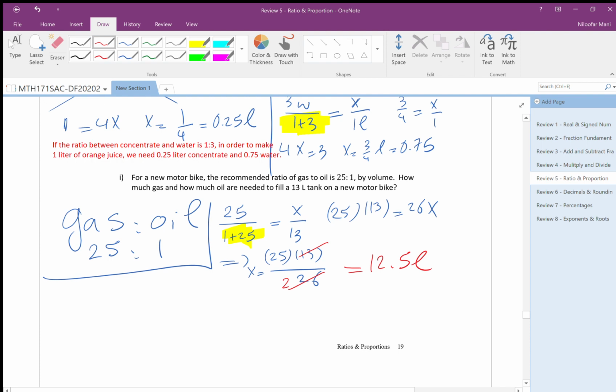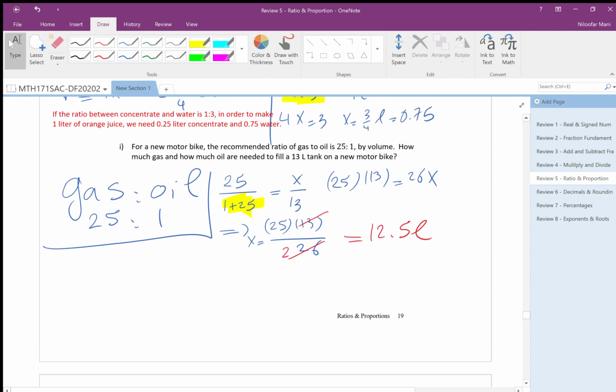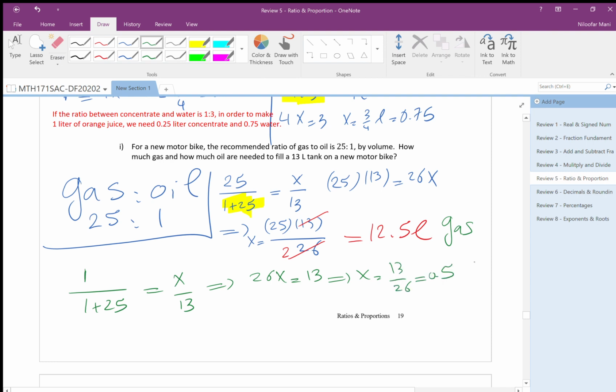Okay. How much is for the other one? I have 2 choices. I can say 25. So I want you to pay attention here. So this is for gas. Okay? I can say 1 over 1 plus 25. How much over 13? And then you say 26x equals 13, and then you say x is 13 divided by 26, which is half. So half oil, it's half liter. Yeah. Half liter.